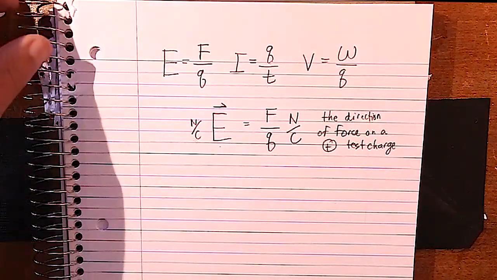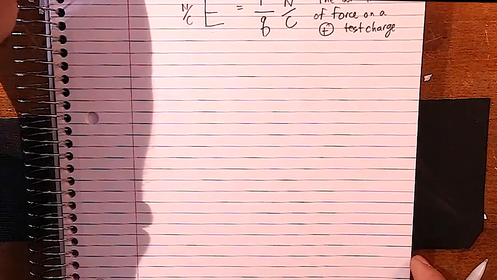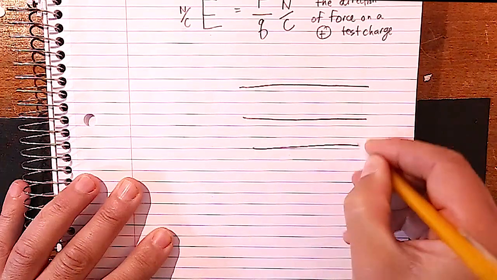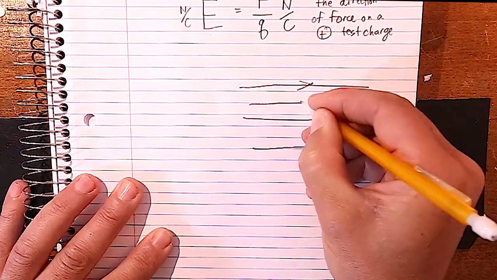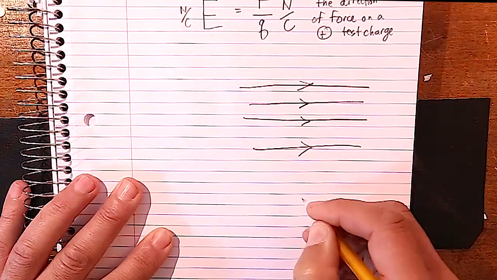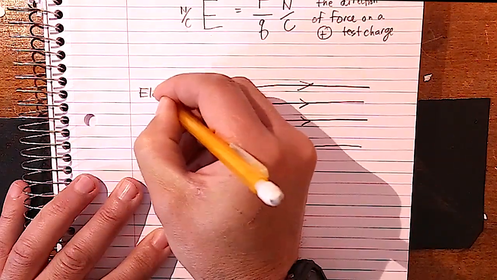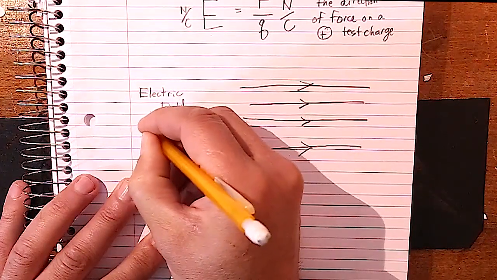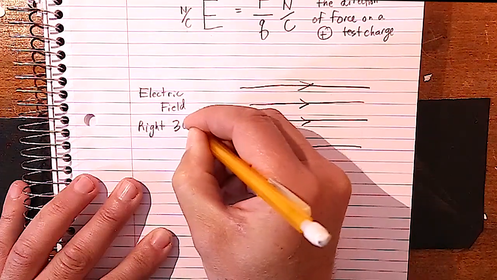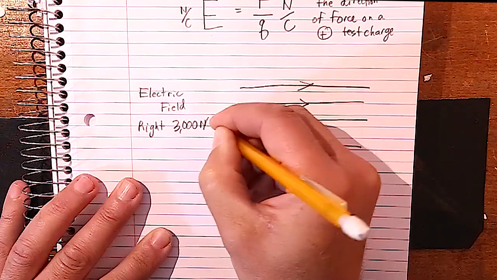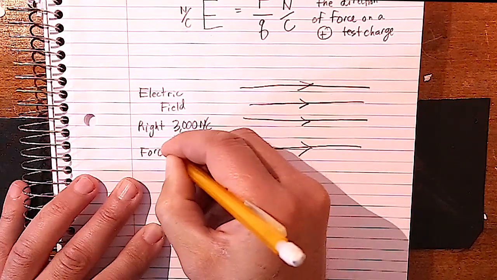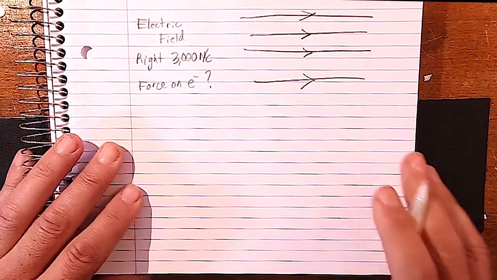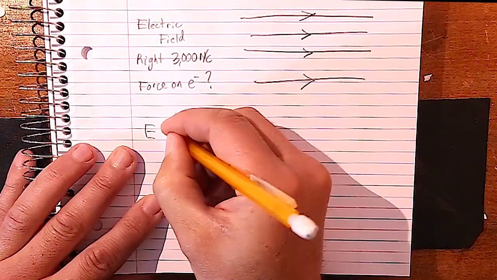So let's do a simple problem. We'll put some numbers in. Let's say that we have an electric field to the right. So what does that look like? Well, it looks like this. We can put our arrows in to show the direction of the field. We'll make up a number here to solve. The electric field is to the right, and it's 3,000 newtons per coulomb. What's the force on an electron? Okay, so to do that, we just use our E equals F over Q.